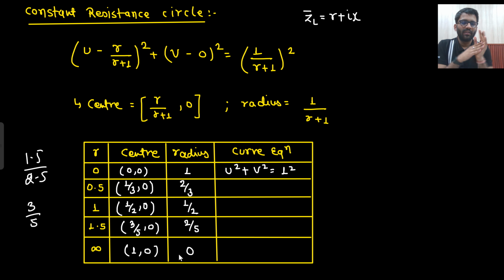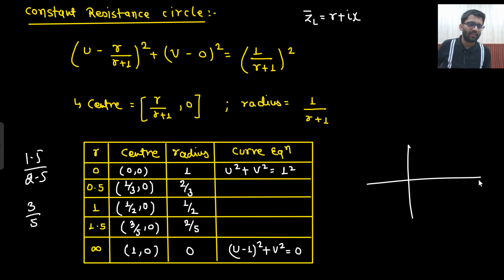Are you getting this point? So what will be the equation here? Equation will be u minus 1 whole square plus v square is equal to 0 square. So you need to make a circle which is having center at 1 comma 0 and radius is 0. Radius is 0 means this point only, no? A point is also a circle which is having radius equal to 0.